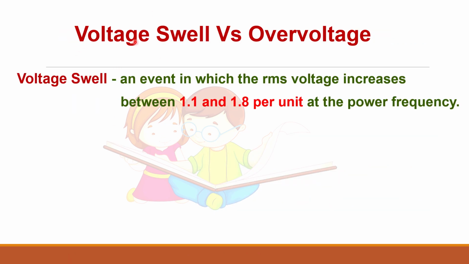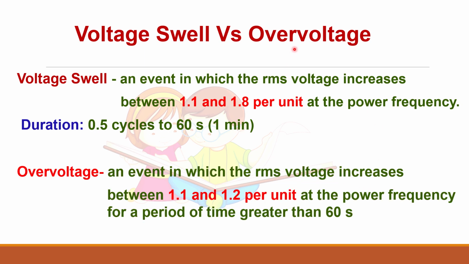Now let us see the definition for voltage swell and over voltage. Voltage swell is an event in which the RMS voltage increases between 1.1 and 1.8 per unit at power frequency. The important thing is the duration should be less than 60 seconds, that is 1 minute. Whereas in over voltage, it is also an increase in RMS voltage, but the magnitude is between 1.1 and 1.2 per unit, and it can last for a period greater than 60 seconds. So for voltage swell, with a short duration, a higher voltage magnitude is allowed. For a longer duration, the magnitude is less.